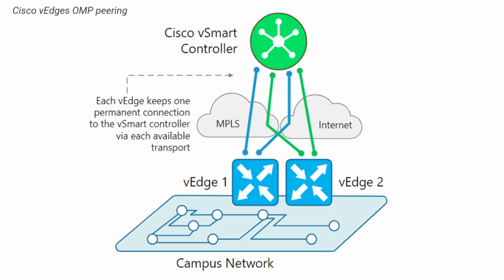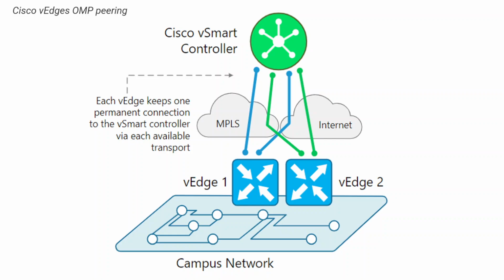Overlay Management Protocol, OMP. The Cisco vSmart controllers use the Overlay Management Protocol, OMP, to manage the overlay network fabric. Upon joining the SD-WAN fabric, each vEdge router establishes one permanent secure connection to the vSmart controller via each available transport, as shown in Figure 4.